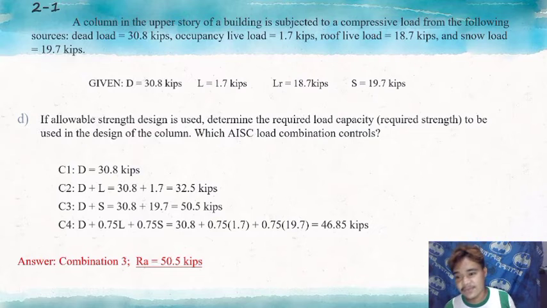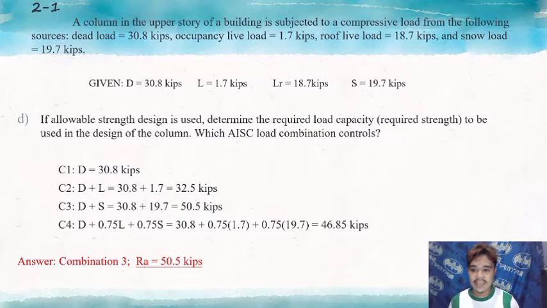Question number 4, letter D. If allowable strength design is used, determine the required load capacity or required strength to be used in the design of the column, which AISC load combination controls. So in this problem, we're gonna use the load combinations for ASD, the allowable strength design. For our first combination, combination 1, D is equal to 38 kips, which is our dead load.